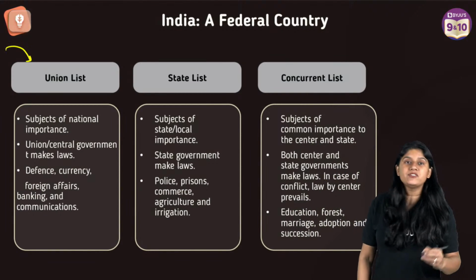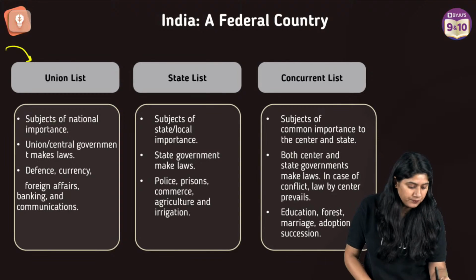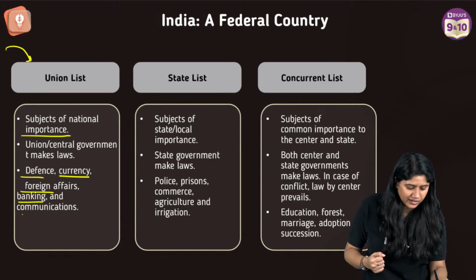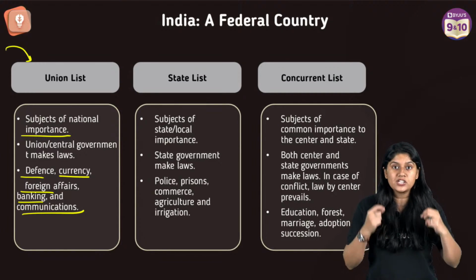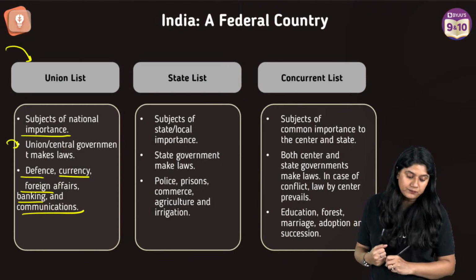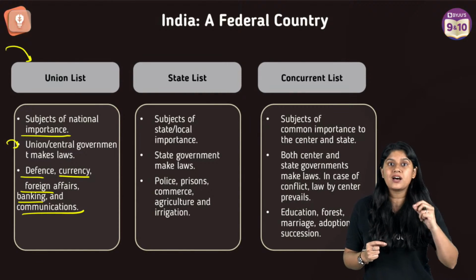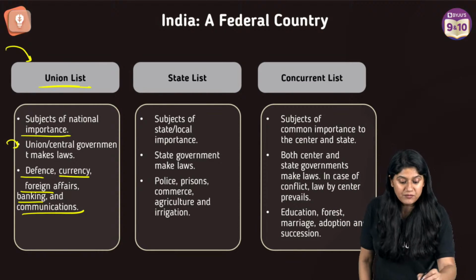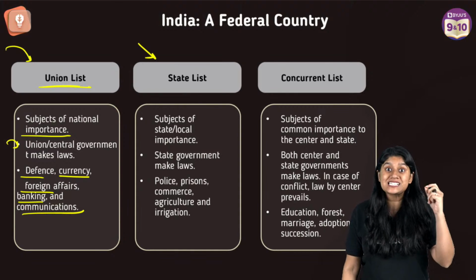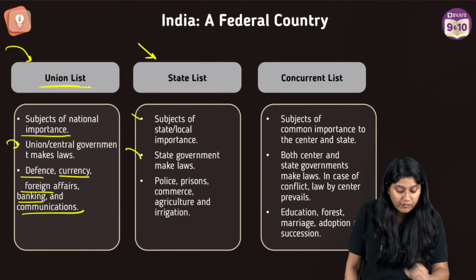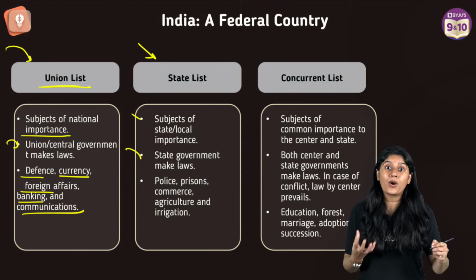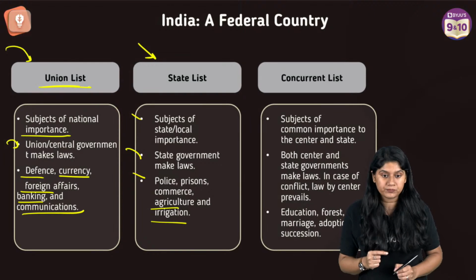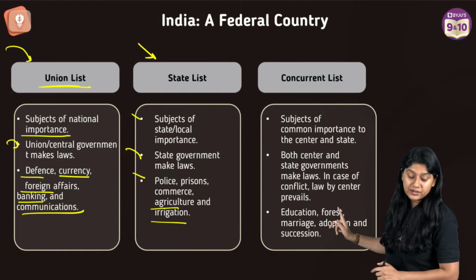In the union list, we have the subjects that are concerned with national importance: defense, currency, foreign affairs, banking and communication. All of these decisions and policies are with the union. The central government will be making the laws around it. It is directly related to the country. Then we have the state list. Of course, the control will be with the state government, which will be making these rules and regulations. The subjects we have here are police, prison, commerce, agriculture and irrigation. All of these come under the state list.